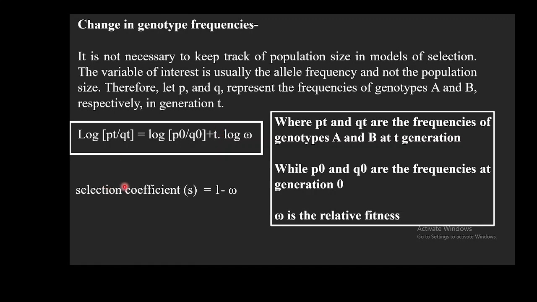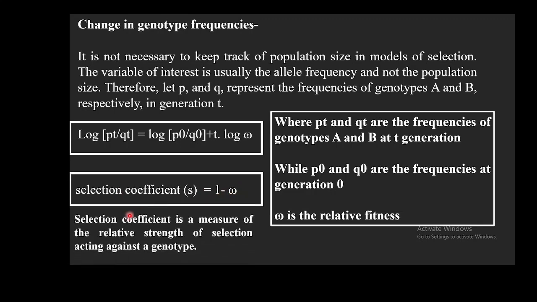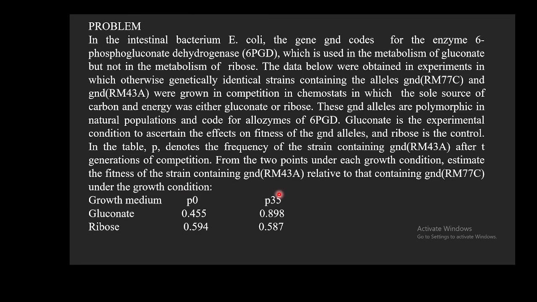And another term is the selection coefficient, which is inversely proportional to omega. If a particular organism or genotype is most fit, the selection cannot go against that particular genotype. So the selection coefficient is the measure of the relative strength of the selection acting against a genotype. So a selection coefficient will be low if omega is high. With this note, you can read this whole problem.